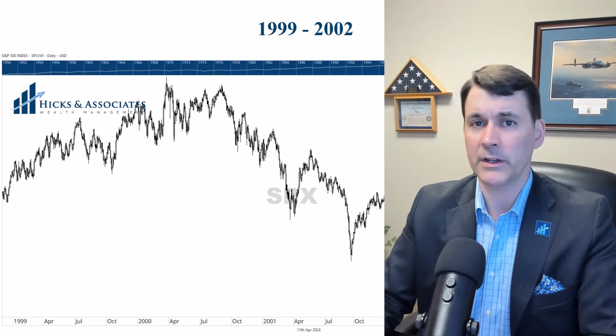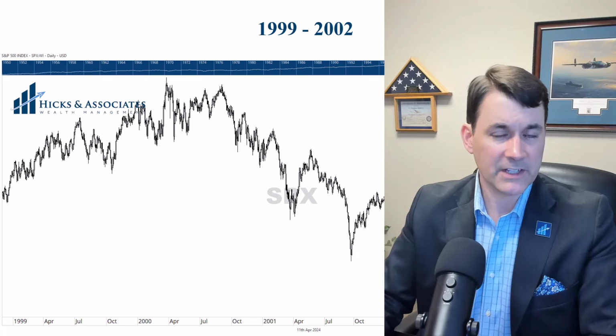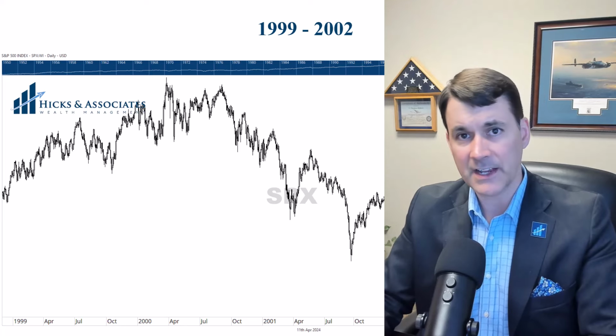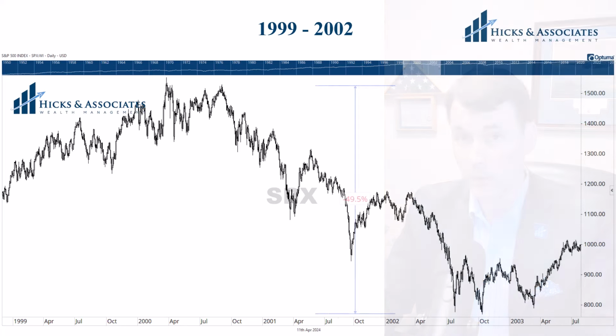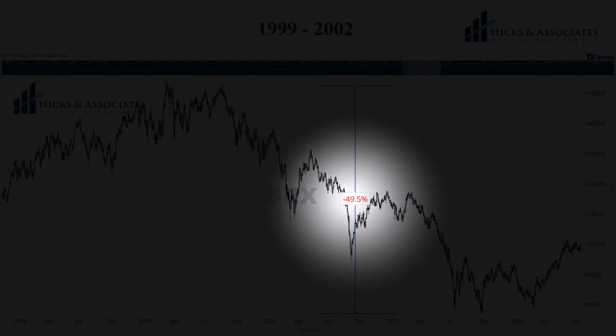2000, 2001, and 2002 was the first time since 1929, 30, and 31 where the major stock market exchange here in the United States had 3 years of losses in a row. That bear market resulted in a correction of approximately 50%.